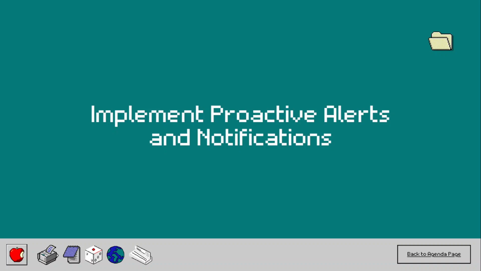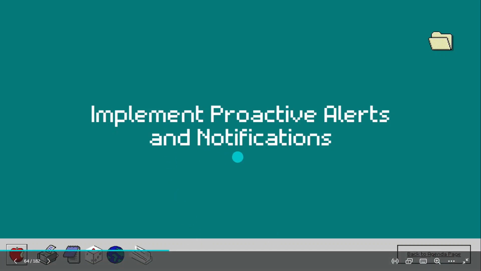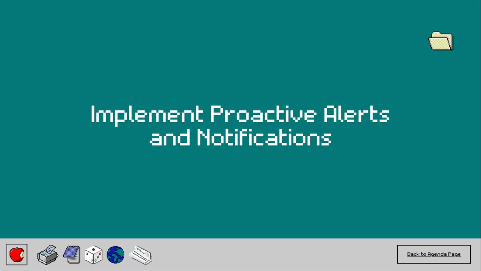Next is implement proactive alerts and notifications. It is important to implement proactive alerts and notifications for critical events and issues. This can be turned to error prompts, or whatever the notification style will be, because this will enable faster responses and minimize the impact of issues on users.